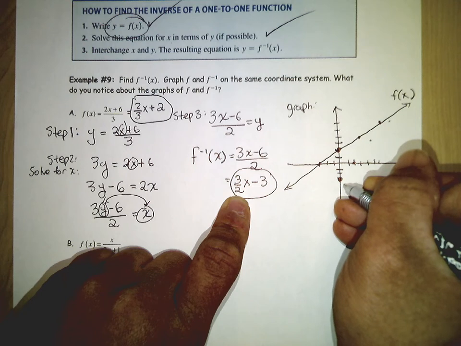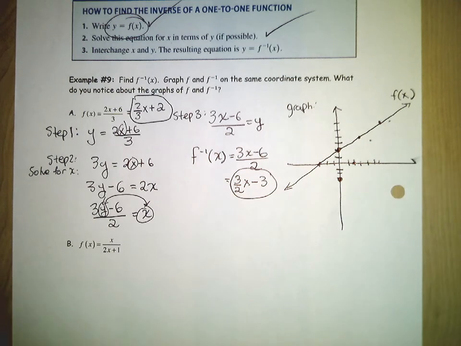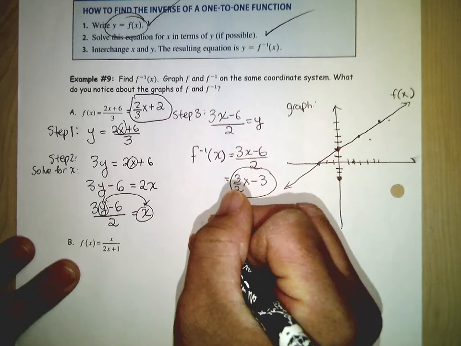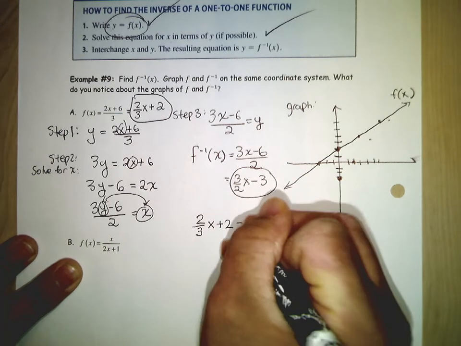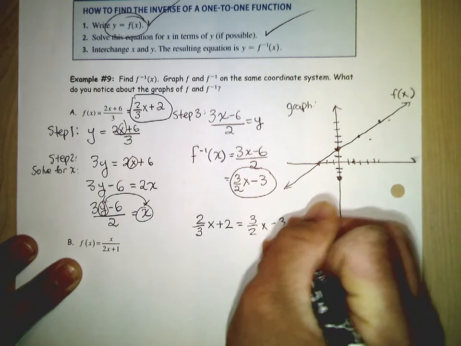All right, now hopefully you can see that at some point these are going to intersect. You could figure out where that is fairly easily. So how would you figure out where they are going to intersect? Just set them equal to each other. 2/3 x plus 2 equals 3/2 x minus 3.